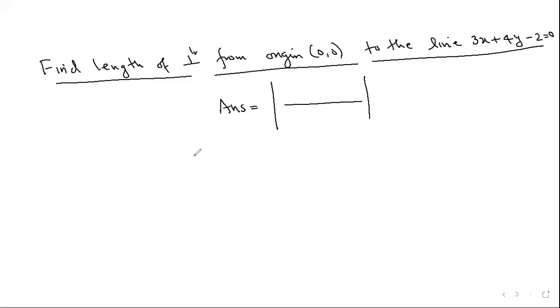What to do? First, we'll substitute the values in the equation. That is 3 into 0 plus 4 into 0 minus 2, divided by root of 3 square plus 4 square, the coefficient of x square and coefficient of y square. So 2 upon 5 unit. Followed?